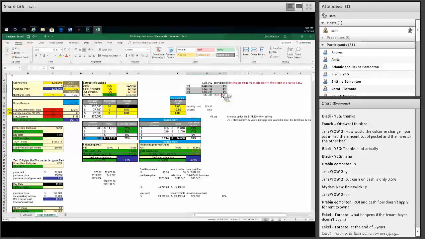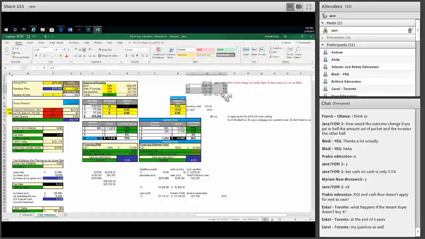The big money you make in rent to owns is when you flip it, when you actually sell it. You make cash flow, you make the non-refundable upfront, you make the cash flow during the investment, but at the end of the deal, that's where the real money's made, when the tenant buyer takes possession of the property. Does that make sense?